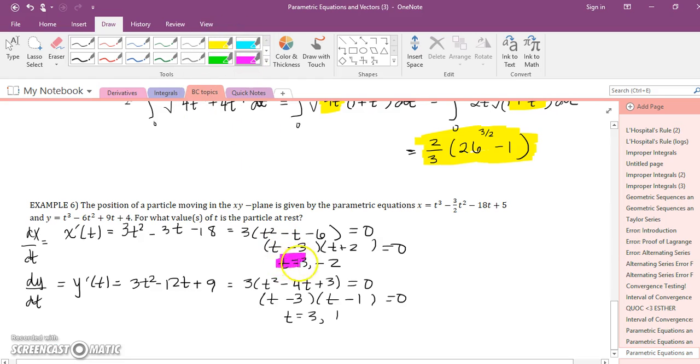So the particle is at rest at t equals 3 because it's when both dy dt and dx dt are 0. So we'll practice this a lot on Monday and Wednesday, and then we'll move to polar.